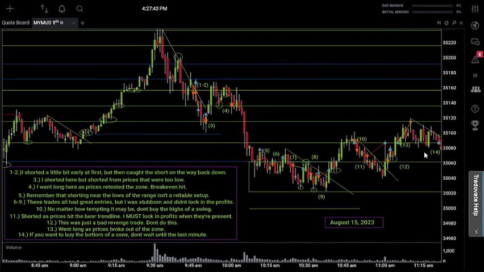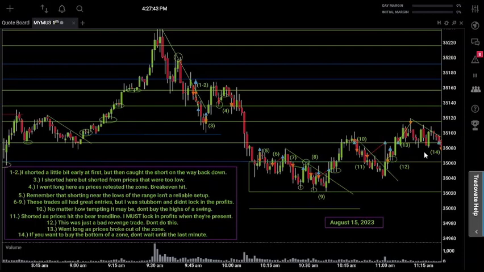So anytime you have a good idea, just make sure you execute in the early stages of it. Don't wait. Don't hesitate. Handle your business. So that was the last trade I took for the day. I had to call it after that because I just felt like I was out of rhythm with the market for the most part.